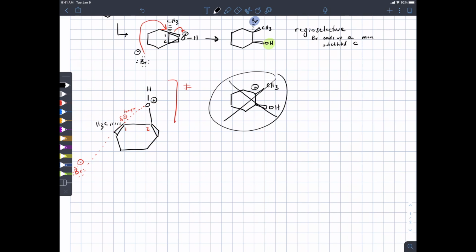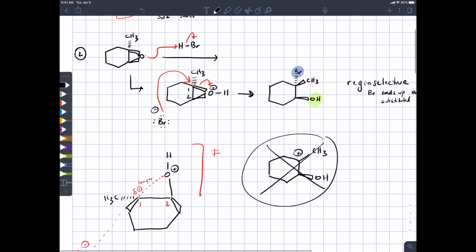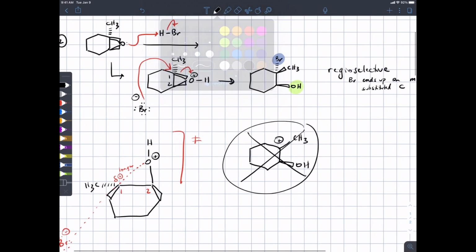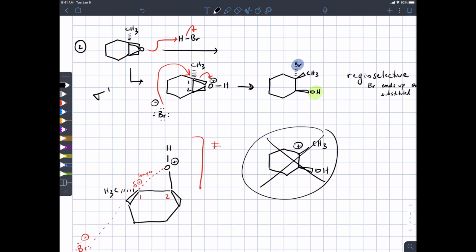Go ahead. What is the LUMO here? What orbital is the nucleophile attacking here? The nucleophile would be attacking a carbon-oxygen sigma star. Yep.